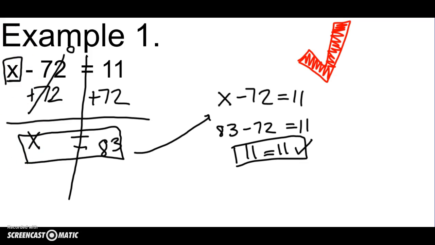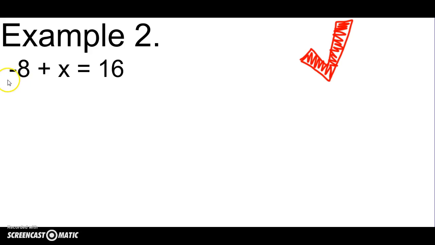Let's do another one. In this example, I have negative 8 plus x equals 16. Once again, if I'm solving for x, I'm going to draw my bar so I know what I do to one side, I must do to the other. In order to get x all by itself, I have to undo this negative 8. In order to do that, I'm going to add 8 to both sides.